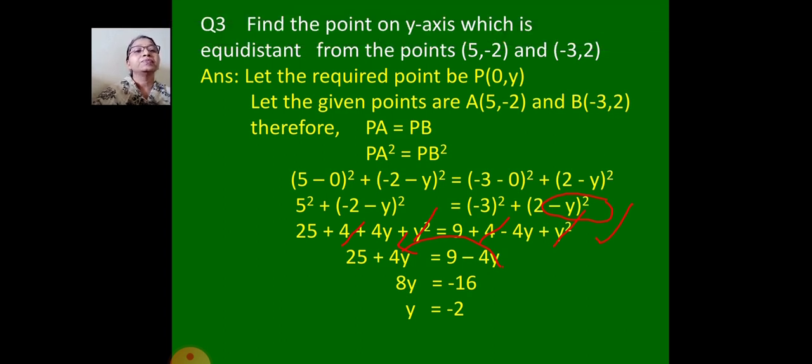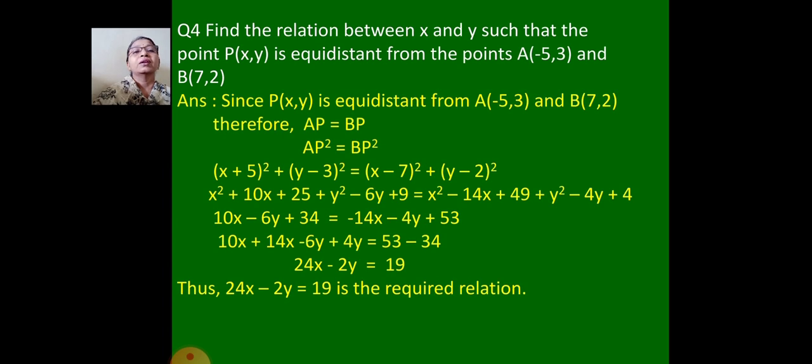Now next question is, find the relation between x and y such that the point P(x, y) is equidistant from the points A(-5, 3) and B(7, 2). Right? Since this point P(x, y) is equidistant from A(-5, 3) and B(7, 2), we will get AP distance is equal to BP distance.